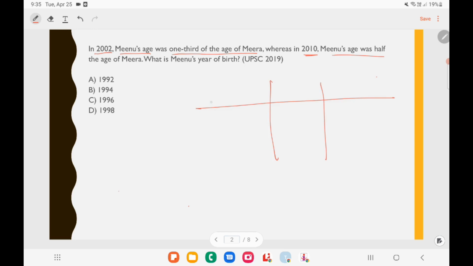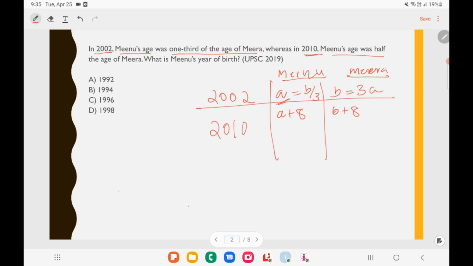In 2002 you have Meenu and you have Meera. Let's say Meenu's age is A and Meera's age is B. It is said that in 2002, Meenu's age is 1/3 the age of Meera. So A will be equal to B by 3, or B is equal to 3A. Now in 2010, 8 years have passed. So if Meenu's age was A in 2002, in 2010 her age will be A plus 8. Similarly, Meera's age will be B plus 8.